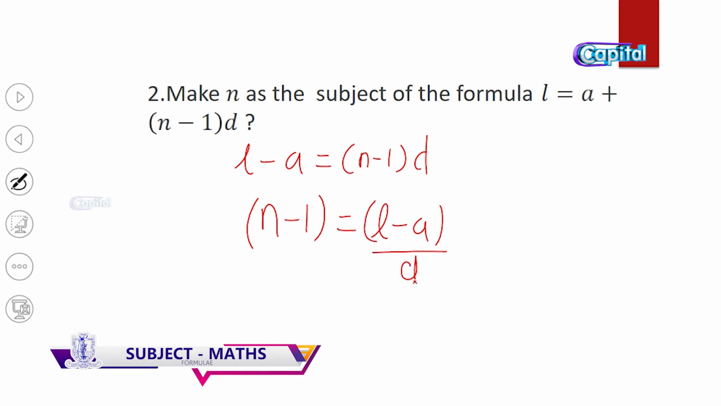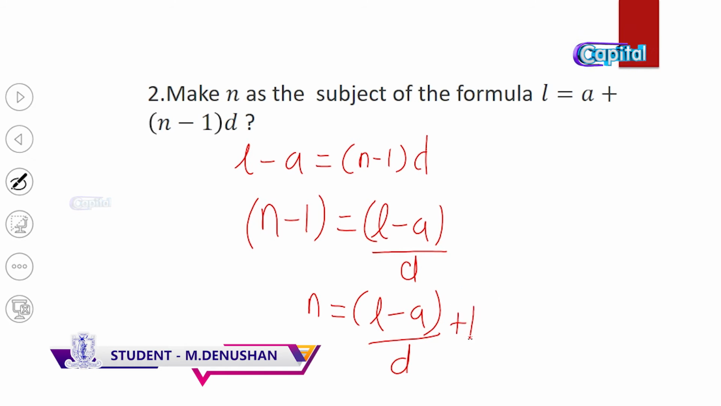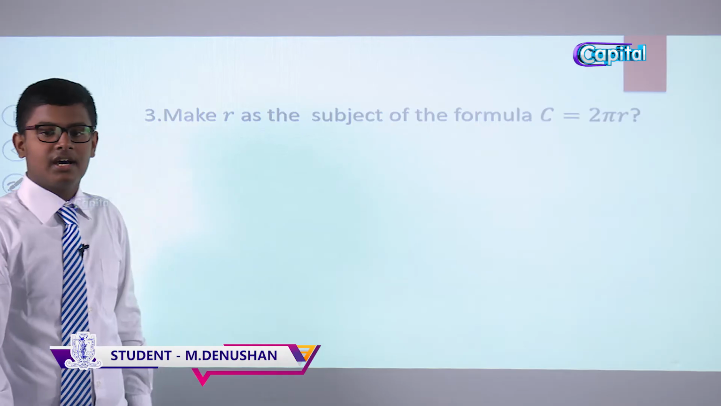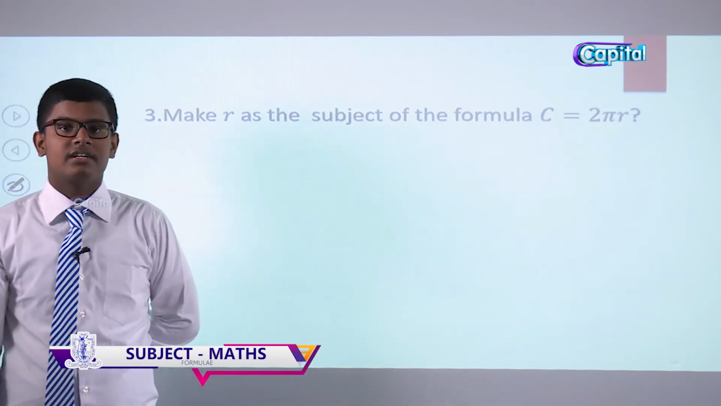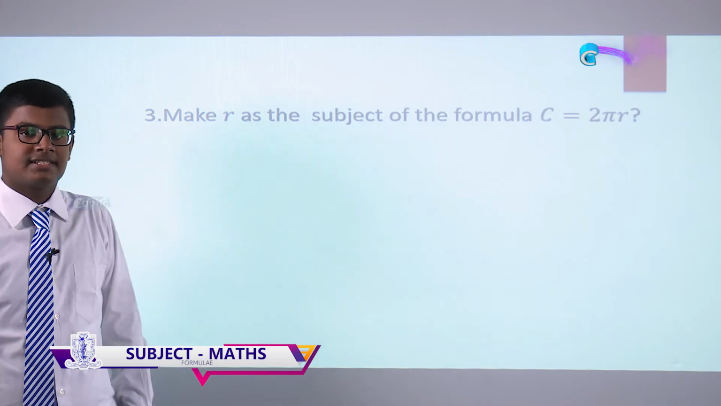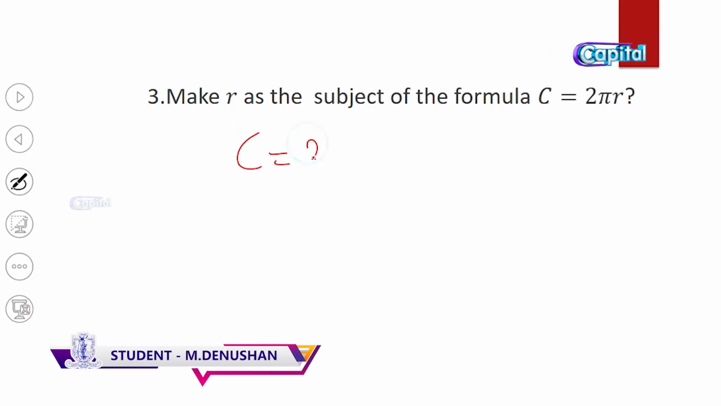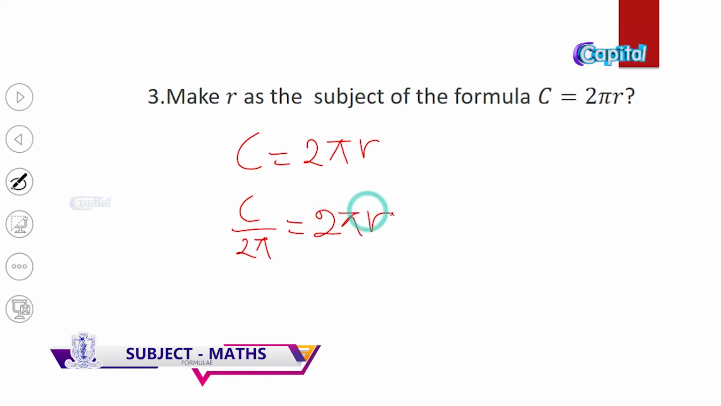Then we have to add 1 to both sides to remove the 1 on the left hand side of the equation to make n the subject. By simplifying, we obtain that n is equal to l minus a over d plus 1. Now let's move to the next question. In the formula C is equal to 2 pi r, we have to make r the subject. For that purpose we can directly divide by 2 pi on both sides. By simplifying this, we obtain that r is equal to c over 2 pi.